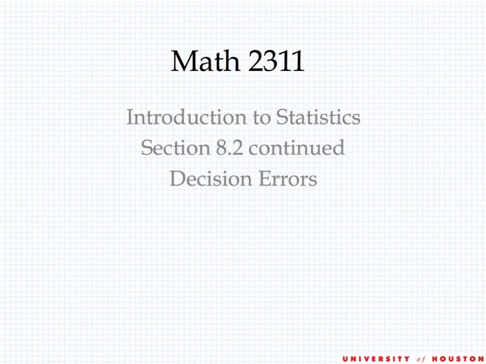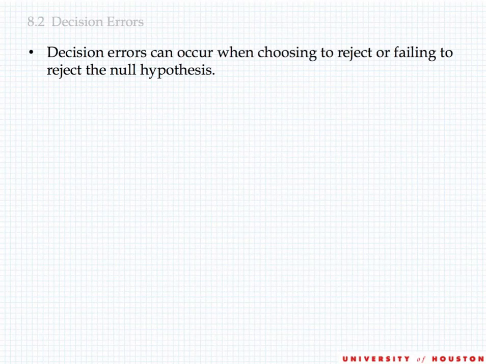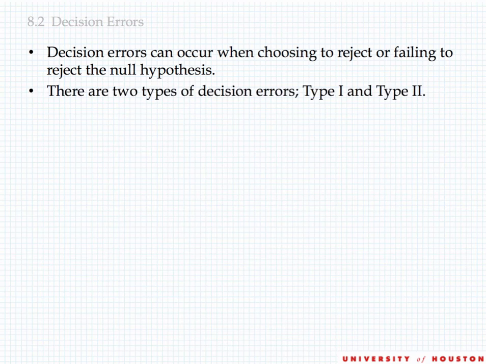Decision errors. Decision errors can occur when choosing to reject or failing to reject the null hypothesis. There's two types of decision errors, type 1 and type 2.